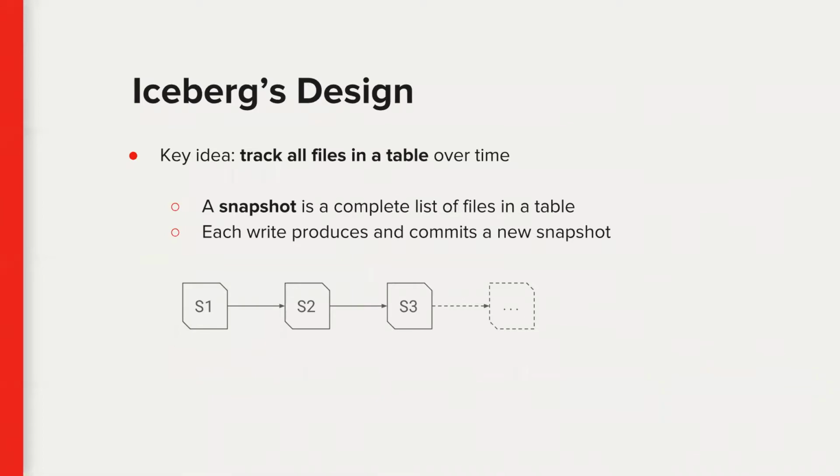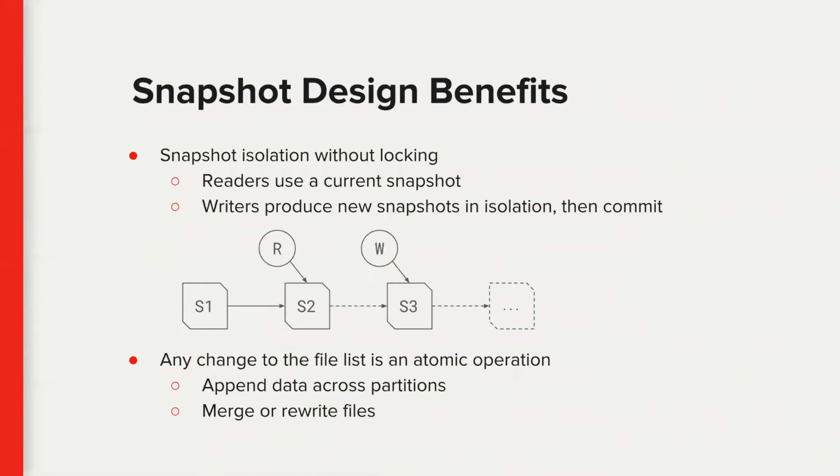So what Iceberg does is it tracks all the files in the table at some point in time. And we call that entire file listing a snapshot. So the idea is to transition atomically by pointing to snapshot 1, and then pointing to snapshot 2, and then pointing to snapshot 3. Each write produces a new complete snapshot, which is a list of all the data files in our table. So this is solving a number of problems.